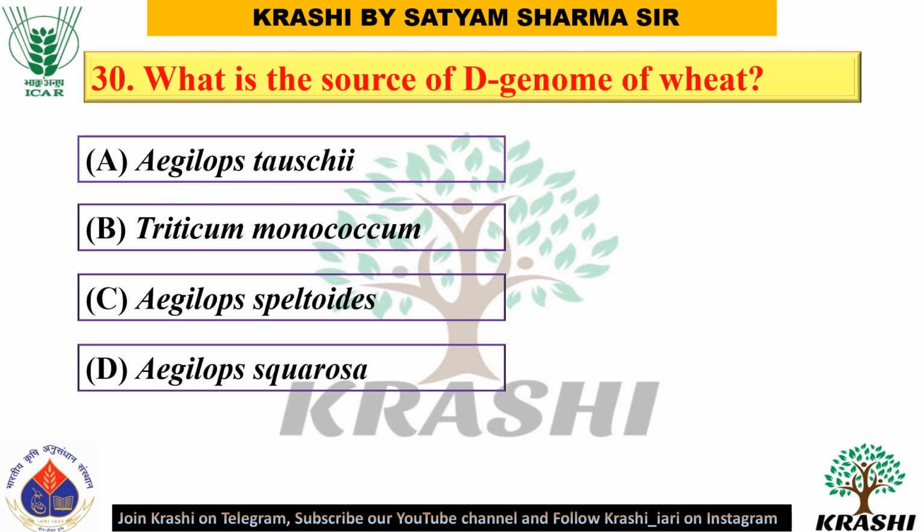Question number 30. What is the source of D genome of wheat? It is from Aegilops tauschii.